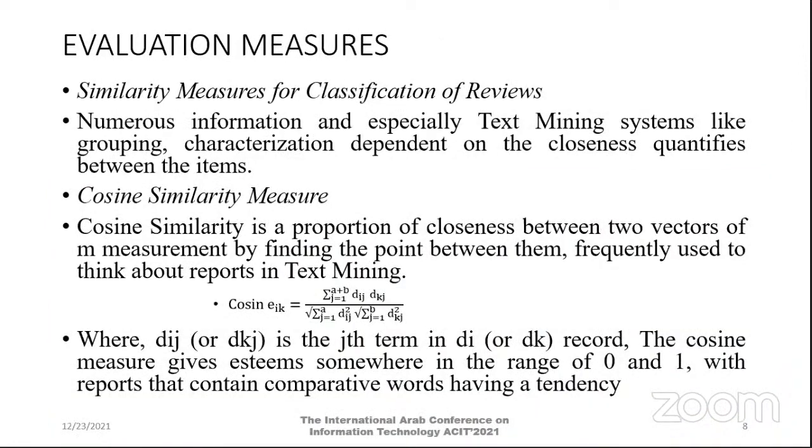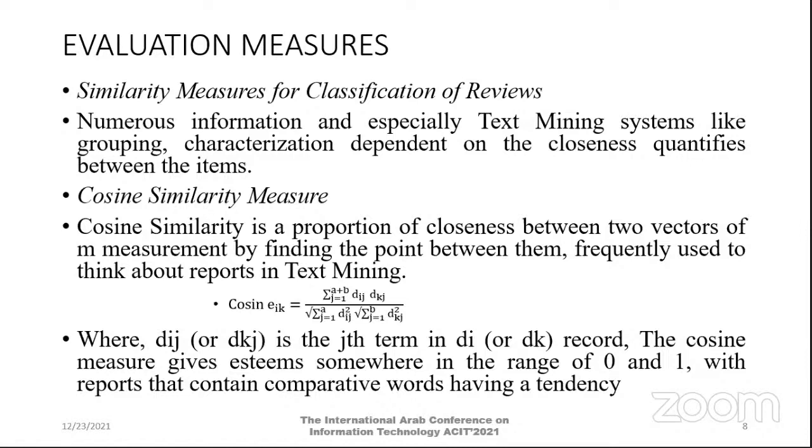So for the evaluation measures, first we need to measure the similarity measures for classification of the review. There is a numerous amount of information, and text mining systems are used for grouping and categorization based on the quantities between these items. So we used the quotient similarity measure.